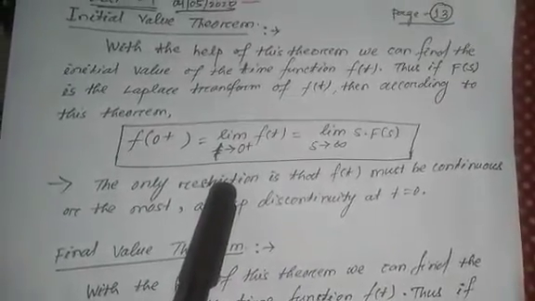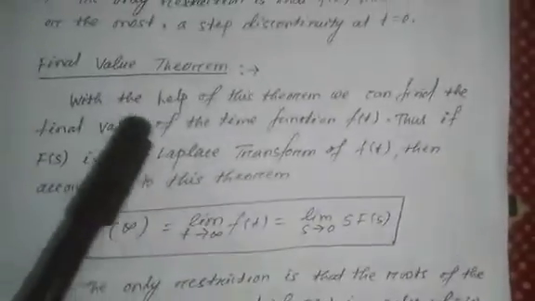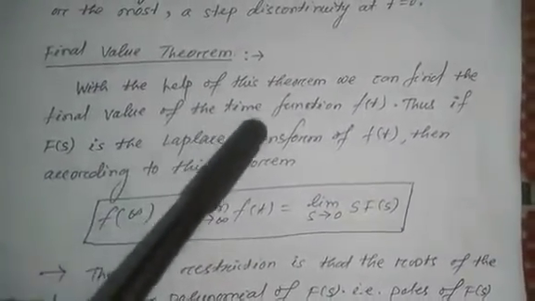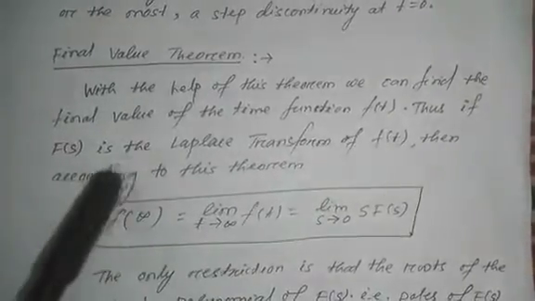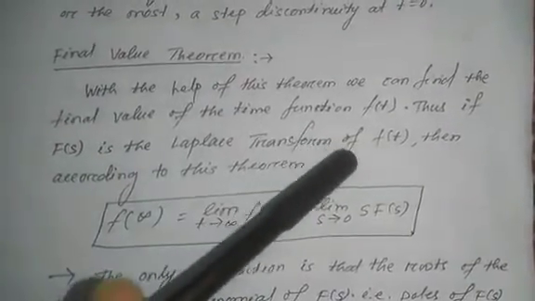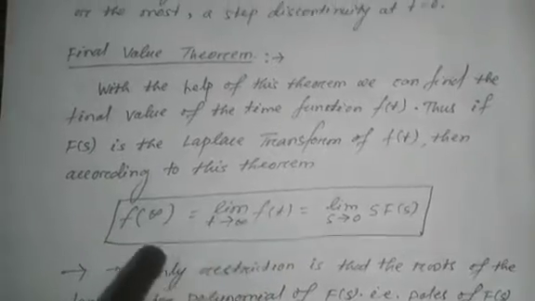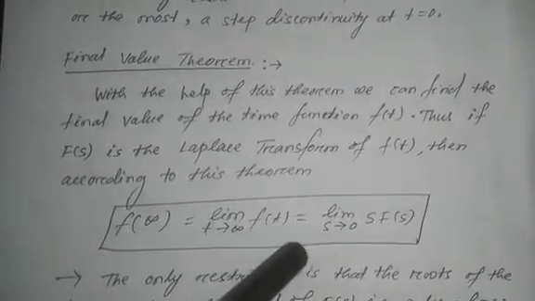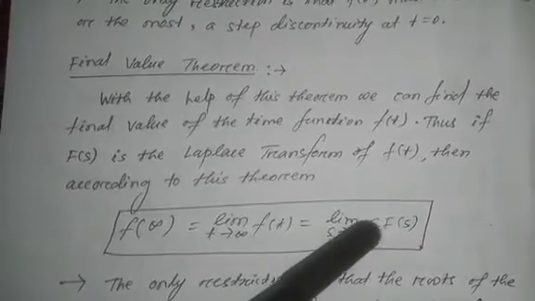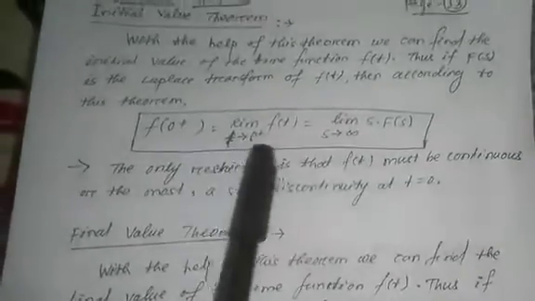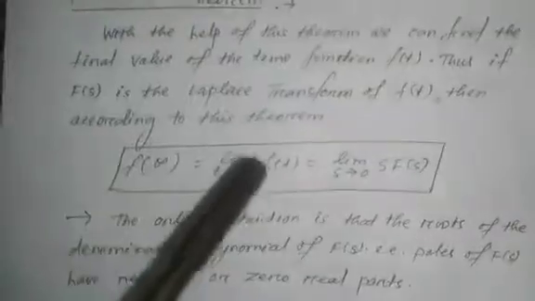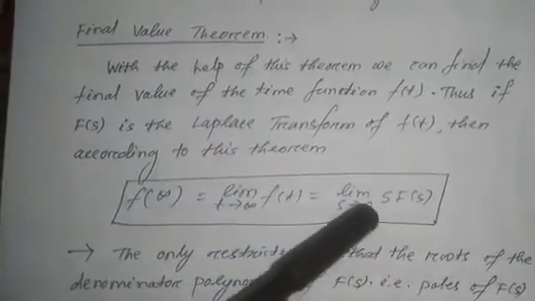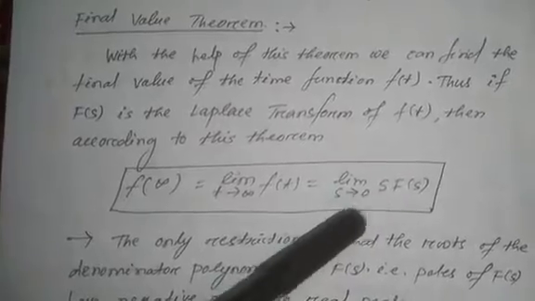Okay. And next, you see the final value theorem. With the help of this theorem, we can find the final value of the time function f of t. Thus, if F of s is the Laplace transform of f of t, then according to this theorem, f of infinite is equal to limit t tends to infinite f of t, which is equal to limit s tends to 0 s F of s. Here, in the previous case t tends to 0 plus and s tends to infinite; here t tends to infinite and s tends to 0, that is your s into F of s.